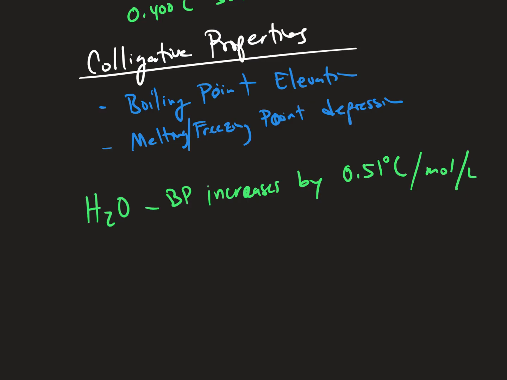But it's really something else. What is it? Per osmolarity. So we can say 0.51 degrees Celsius per osmolarity. Why osmolarity? Because it's determined by the number of particles in our solution. Good?